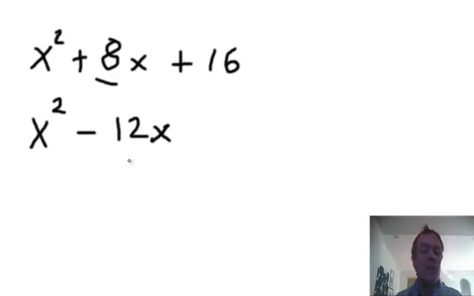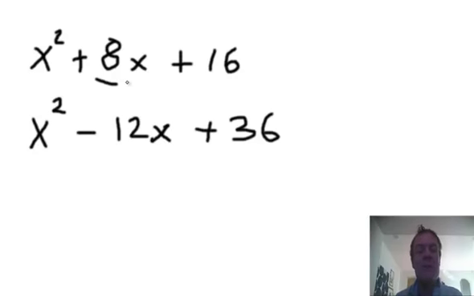Okay, how about this one? Negative 12. What's half of negative 12? Okay, it's negative 6. What's negative 6 squared? Positive 36. Now you'll always be adding because anything squared is positive. Okay, whether it's positive 4 or negative 6. So remember, you half the integer next to the x and then square it.